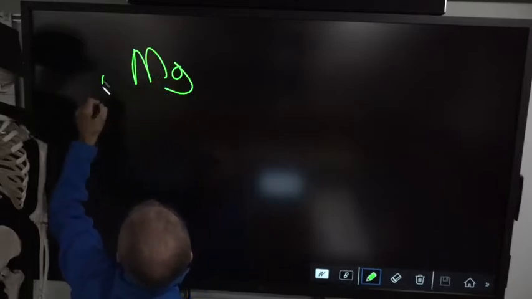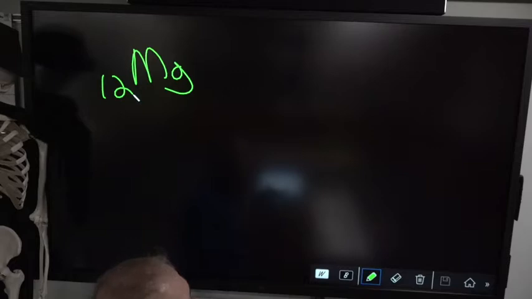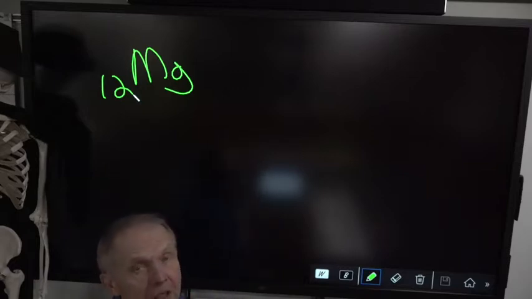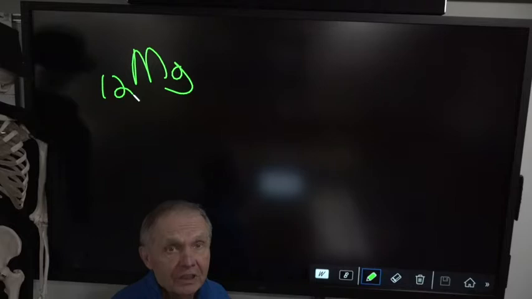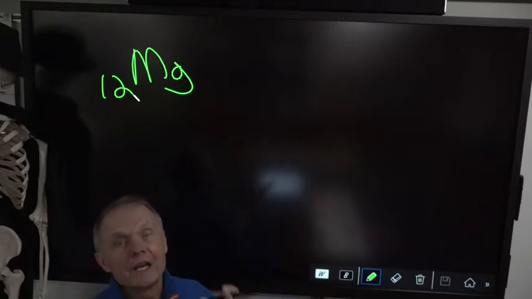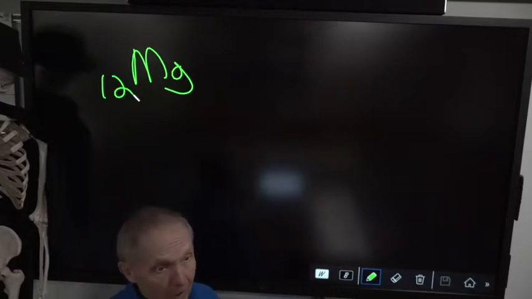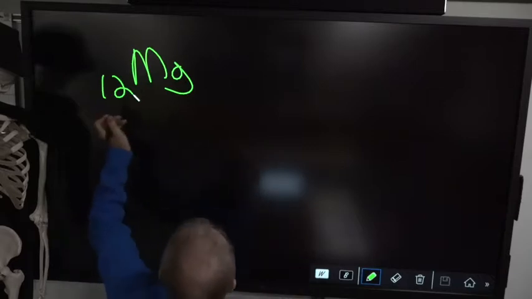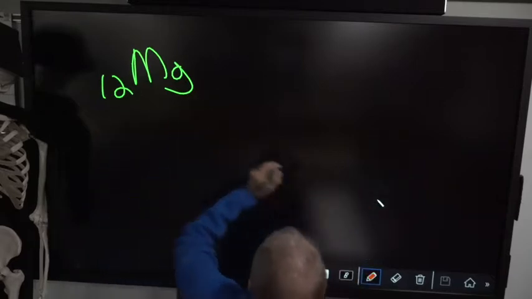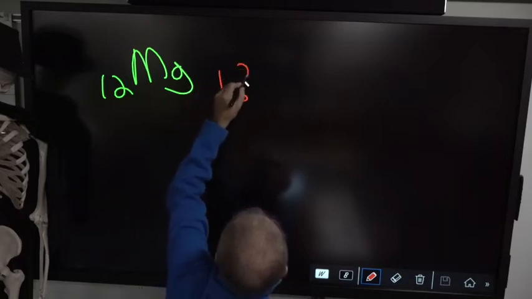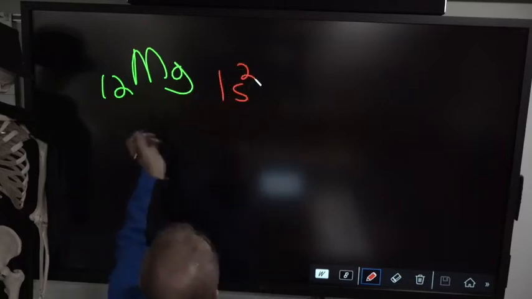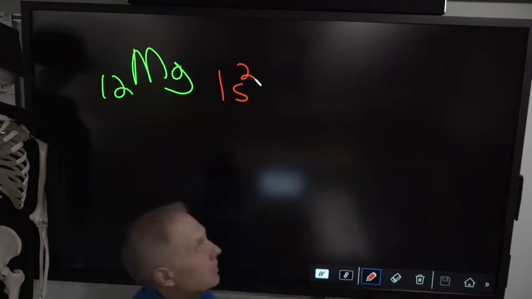First thing we're going to do is take a very simple element. Let's take magnesium. Magnesium has 12 electrons. That's what it says. Ground state simply means the electrons fill all the stable energy levels first. So obviously, this is what we do. 12 electrons. 1s2. So we know that 2 of those 12 electrons are in the first shell, which is the most stable shell.